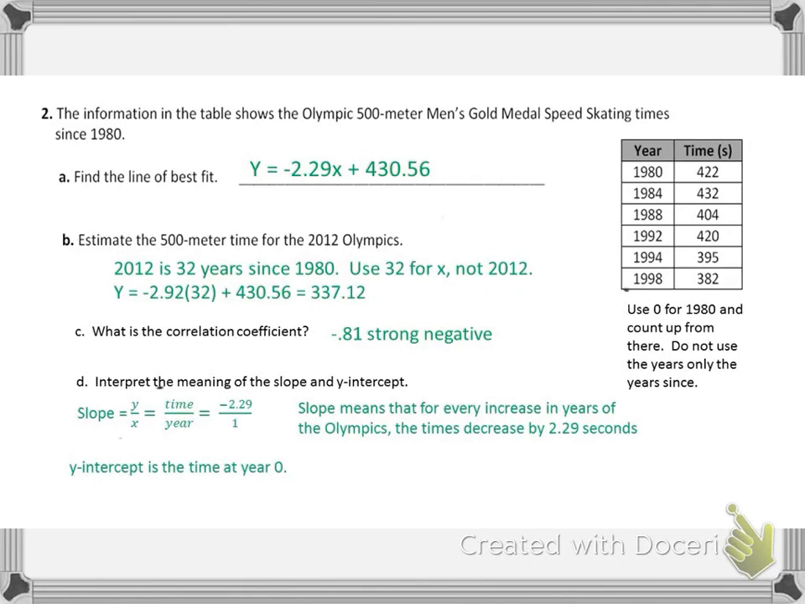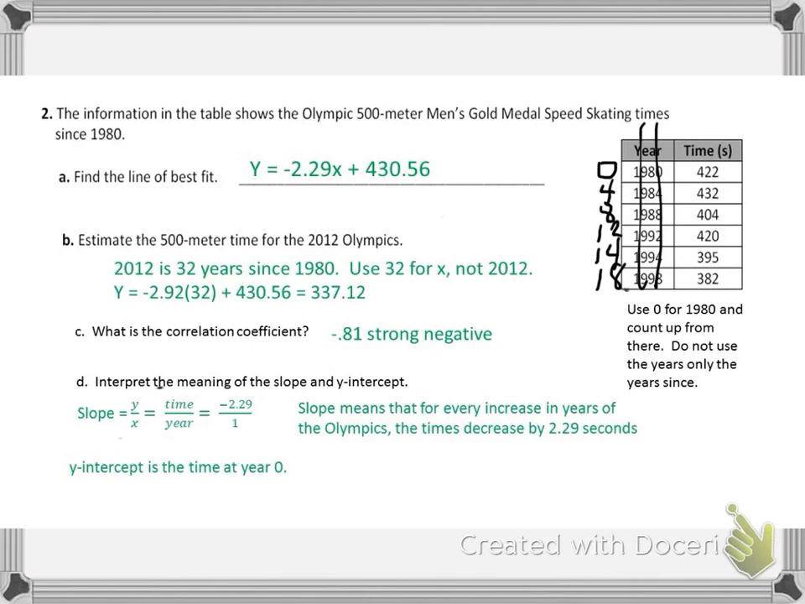Okay, so the next one, I really want to talk about dates. The information in the table shows Olympic 500-meter men's gold medal speed skating times since 1980. You are not going to put the years in your calculator or in Desmos. It says since 1980, so 1980 is actually 0. That makes 1984 4, 1988 8, 1992 12, 1994 14, and 1998 18.